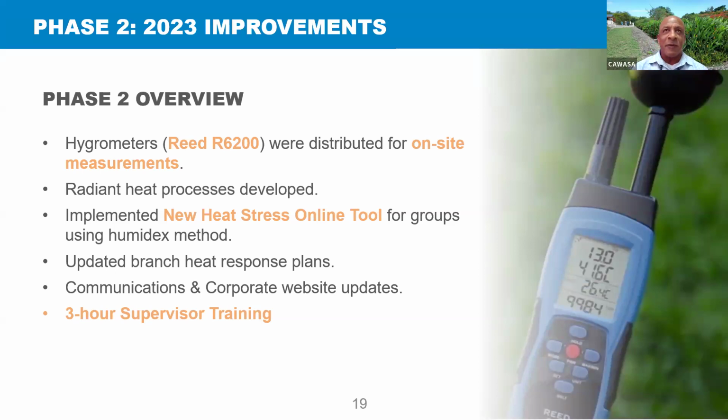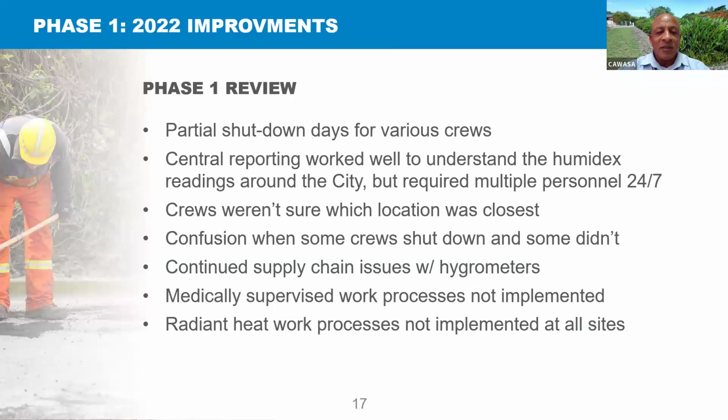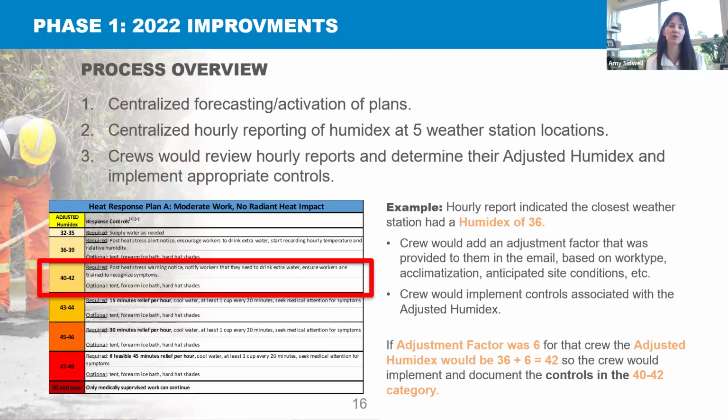Is there a certain cutoff temperature? For example, if you exceed, say, 38 degrees C, would you have to withdraw from the site at a certain point? Yeah, it kind of shows that if you were doing moderate work and there were no radiant heat impacts, you're using the humidex method. If you were over an adjusted humidex of 50, only medically supervised work can continue.